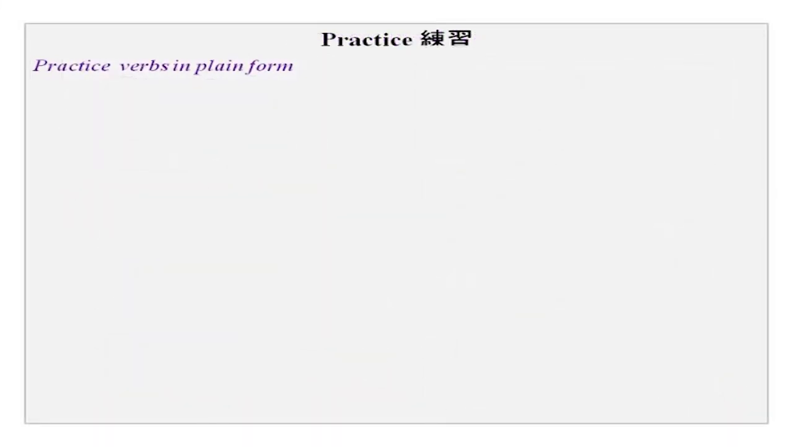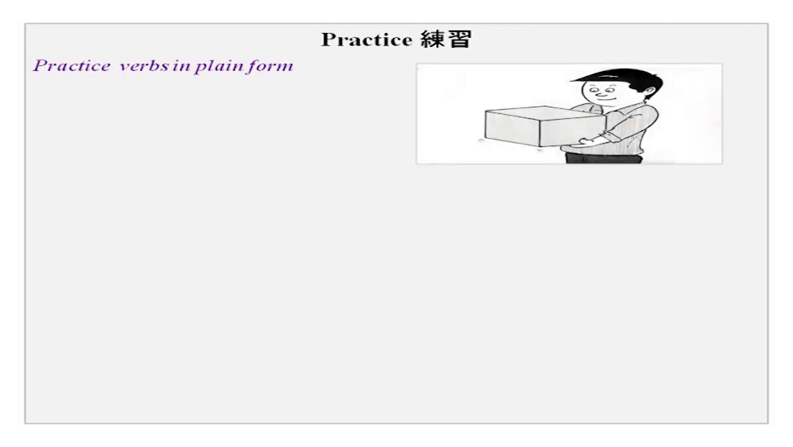Now, there is a small practice for you. What is this gentleman doing? Can you tell me? Look at the picture carefully and see what he is doing. Nimotsu o okuru. Well, he is going to send this. Nimotsu is package or luggage or baggage. Nimotsu o okuru. Okuru is to send. Or also you could say nimotsu o hakobu. Hakobu is to transfer something from one place to another.